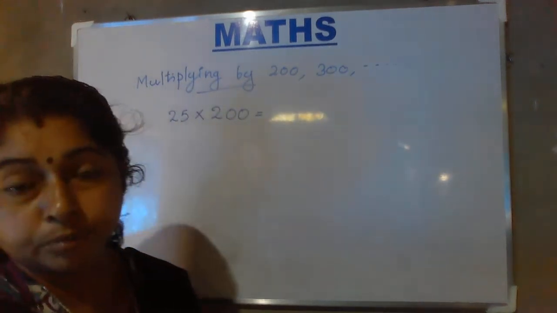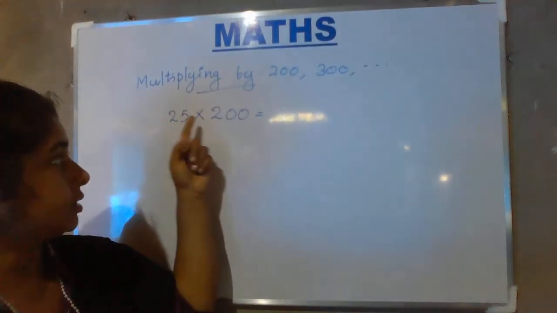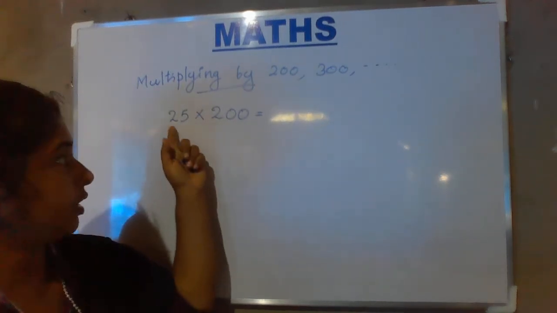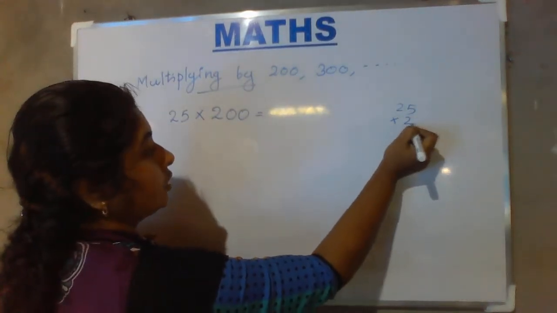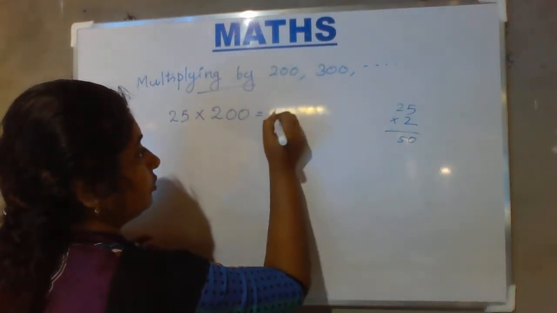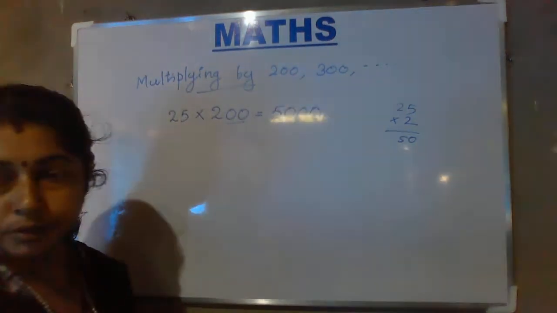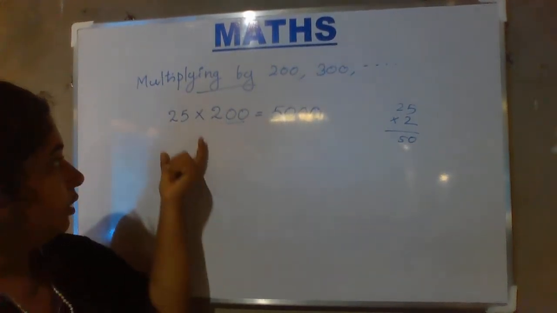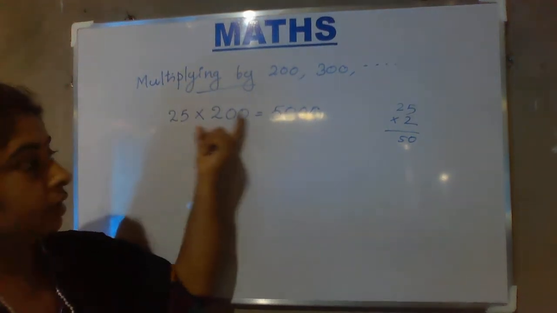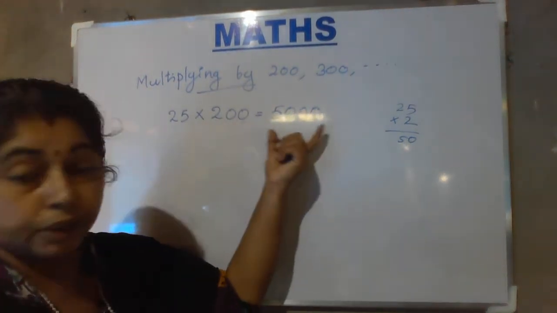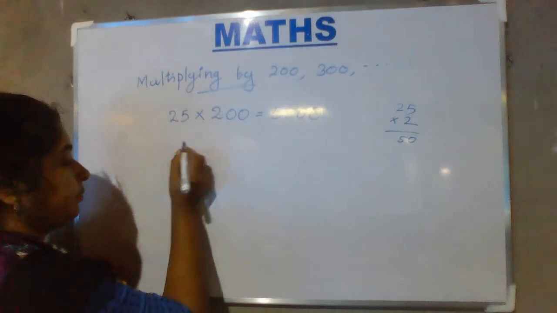You know that 200 is the product of 2 and 100. So first of all, we should multiply this number by 2. First we multiply 25 by 2. And we know that 25 into 2 is 50. Then put 2 zeros to the right of that product. Then multiplying by 200, first of all, we should multiply that number by 2. Then put 2 zeros to the right of that product. Understand?